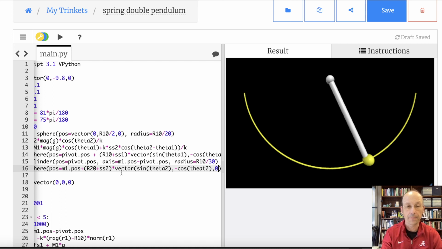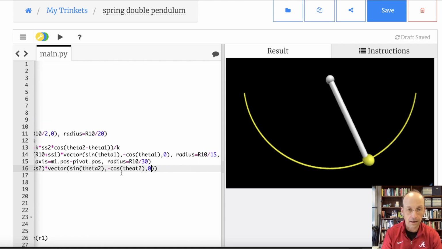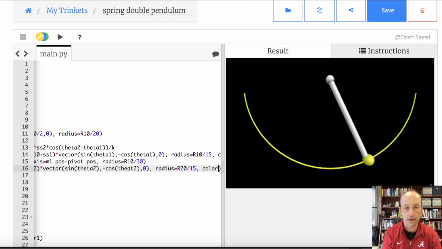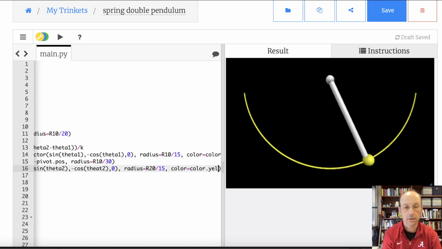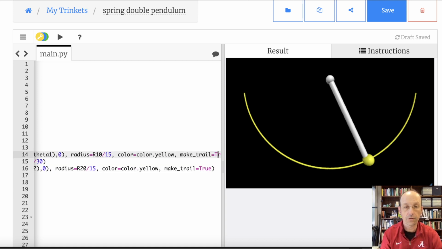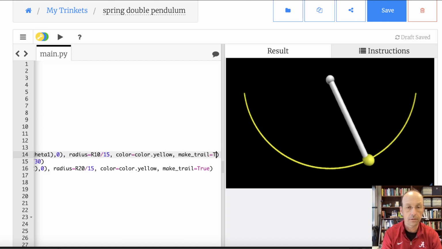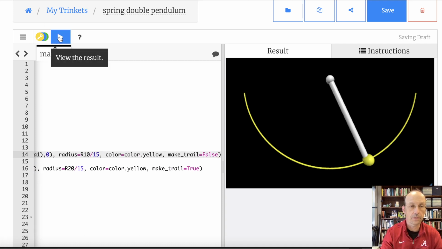Wow. Okay. And then I'm going to put the same radius. Radius equals R20 divided by 15. Color is color.yellow. Make trail equals true. Now up here, I'm going to turn this one to false. I only want one trail. Okay. Let's just run that and see what happens.